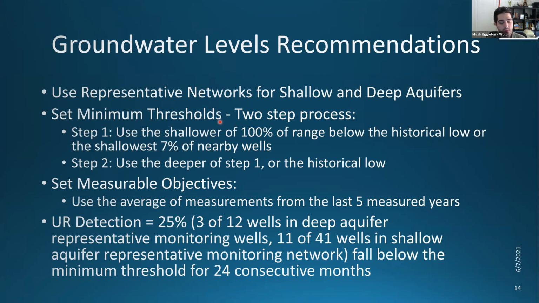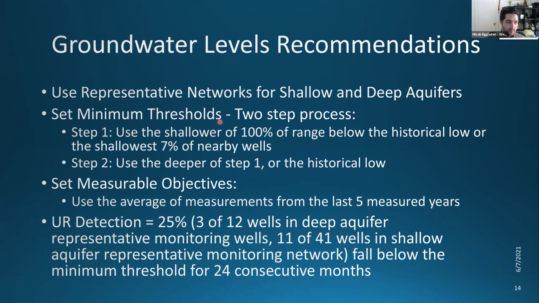The technical team is recommending that minimum thresholds use that two-step process. Step one, again, is use the shallower of either 100% of the range below the historical low, or the shallowest 7th percentile of nearby wells, so protective of 93% of domestic wells in the area. And then step two is to use the deeper of step one or the historical low. Then we suggest the measurable objective be set at the average of the last 5 years of measurement. And what's really important is the undesirable result detection.